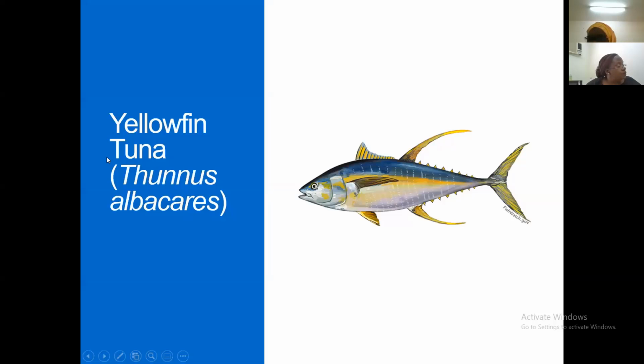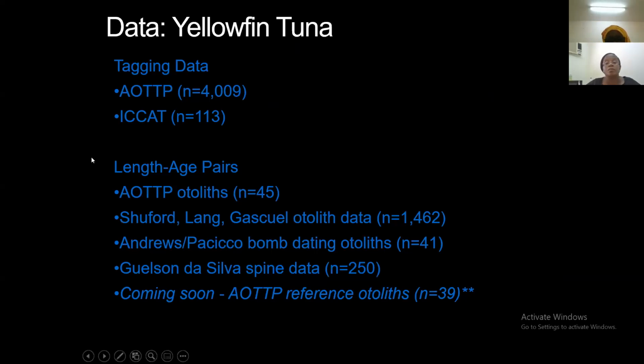So I'll begin by talking about yellowfin tuna. We had tagging data from AOTTP's database, and once we filtered it, that became 4,009 data points. From ICCAT, it was 113 after filtering. Then length age pairs from the AOTTP collection, from Shuford's dissertation, which included data from Shuford, Lang, and Gasquel.